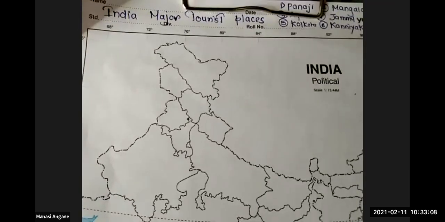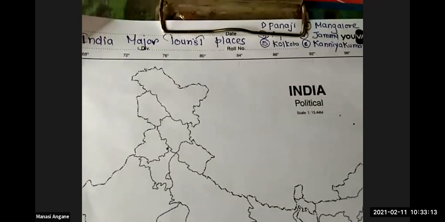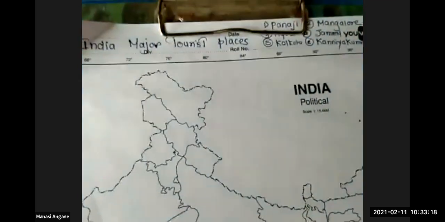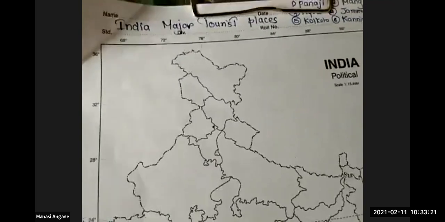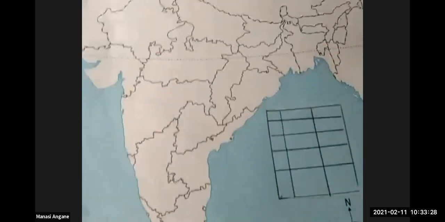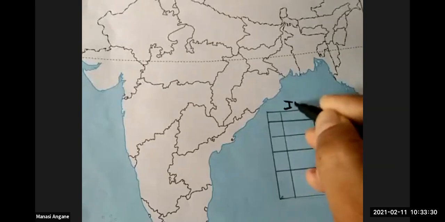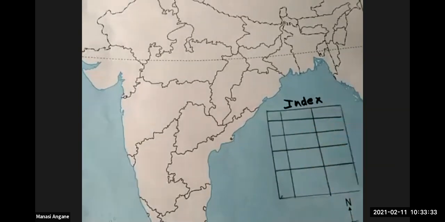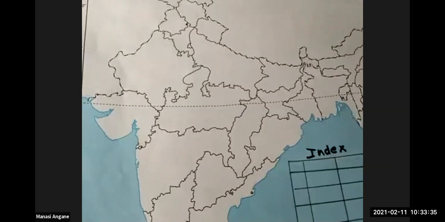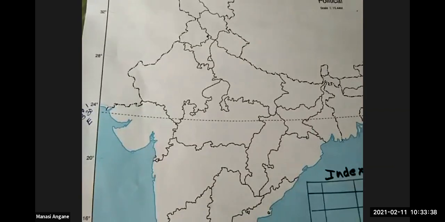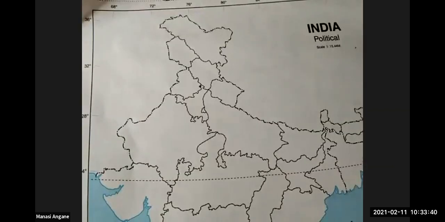Now this is the map of India, and here also it is told for you to mark the places, tourist places: Panaji, Agra, Kolkata, Mangalore, Jammu, and Kanyakumari. So this particular map is there, and of course the arrow is also given here. You can see the arrow over here, and I'm writing an index over here. You have to write the index compulsorily. That is very important, writing the index. Now we'll mark the places over here.